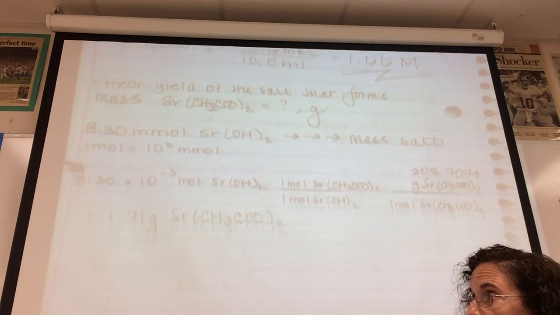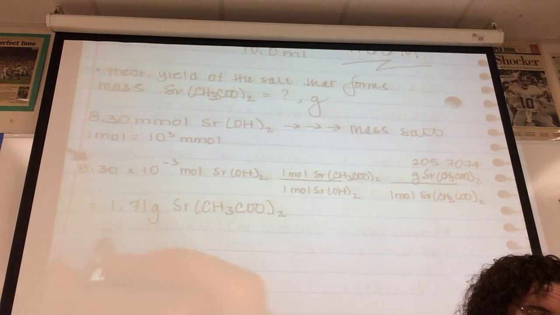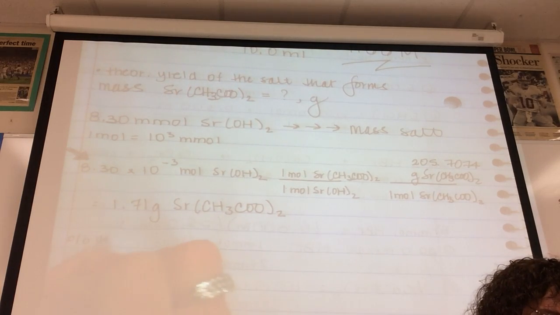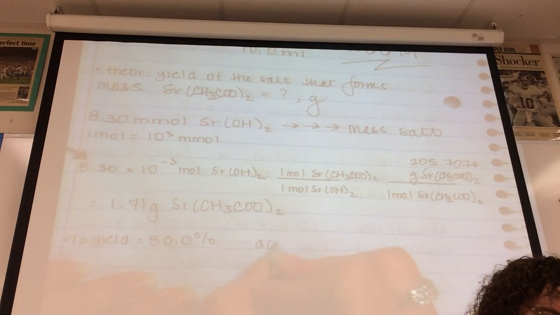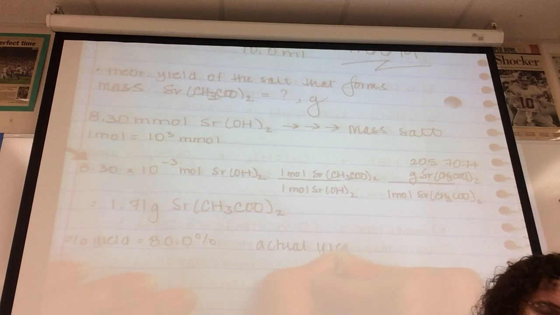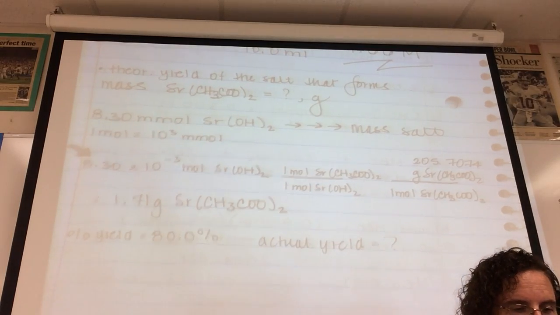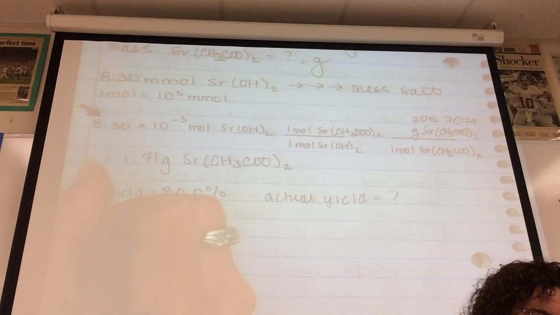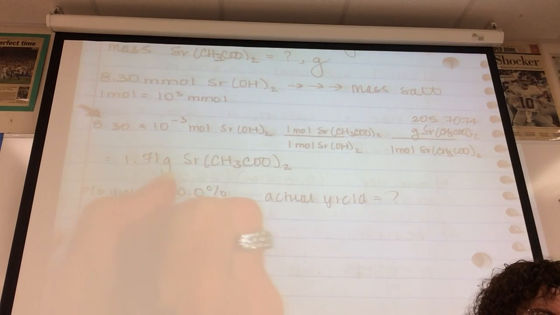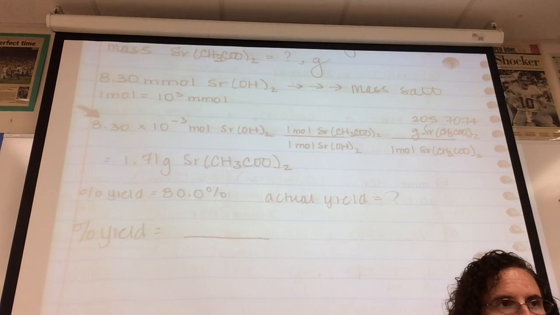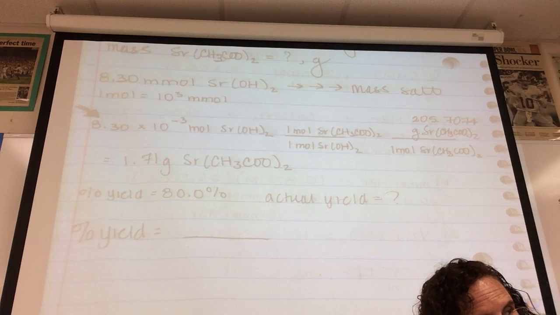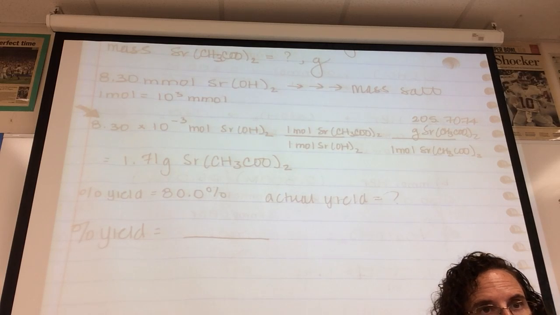The last question of this set is also review. It says that the percent yield is 80. We want to know the actual yield. Now let's think back. Percent yield is equal to what? That's percent error. It's A over T.